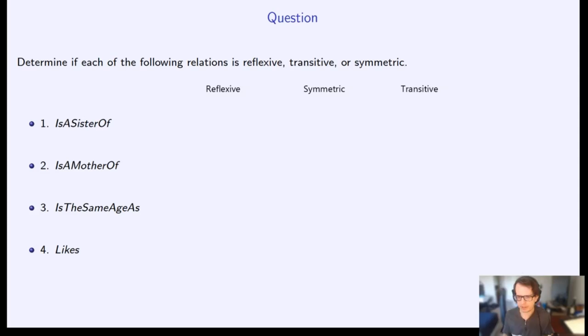But ask yourself things like, is a sister of? Can you be a sister of yourself? If you have one sibling and you're a sister of that sibling, does that sibling have to be a sister of you? If you have two siblings and you're a sister of one and that sibling is a sister of another, are you going to be a sister to that third? So for each of these, try to ask yourself, are these relationships necessarily reflexive, necessarily symmetric, necessarily transitive? And just think about these ones.